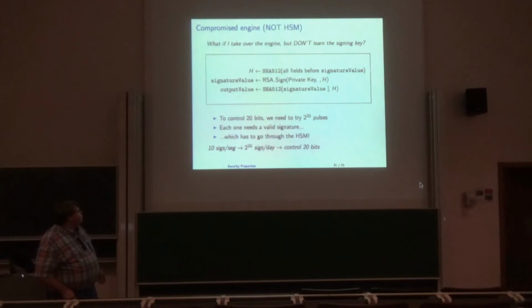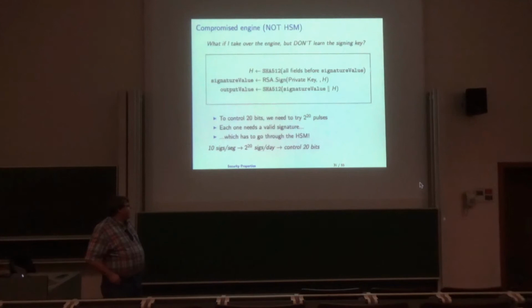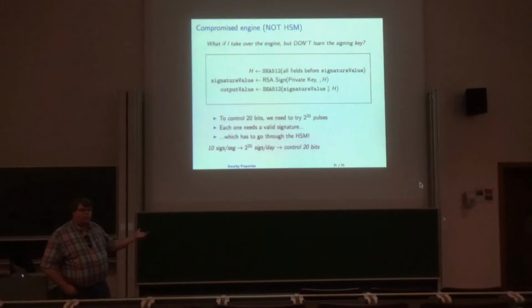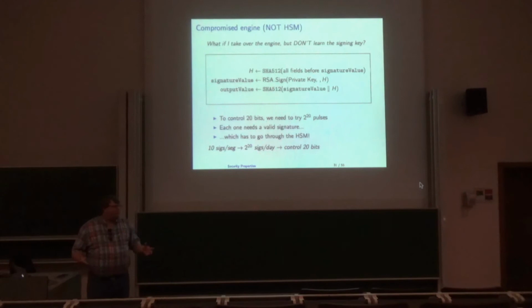So if you imagine that we can do 10 signatures a second, you could in principle do a million signatures a day, roughly, and so you control 20 bits if you had a day to work on it. Now, I say 20 bits for a day, but obviously if you double the amount of time, you get one more bit. So 2 days it's 21 bits, 4 days it's 22 bits. So you have some control, but not a huge amount, right?